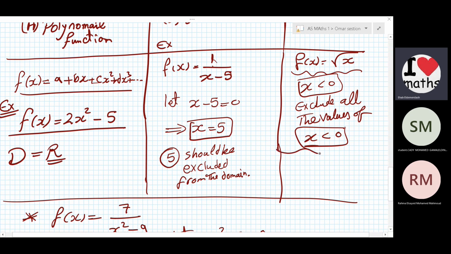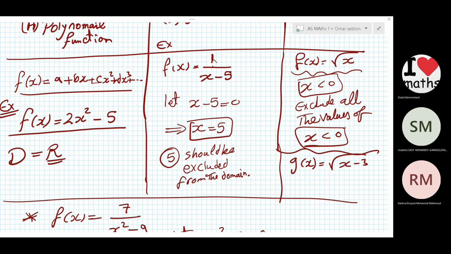Are you with me? Let's make another example. If I say g of x is equal to the square root of x minus 3. Who can tell me what is the value which should be excluded from the domain? What are the values which I should exclude from the domain? What is the value which is not accepted? All of the values which are less than 0.